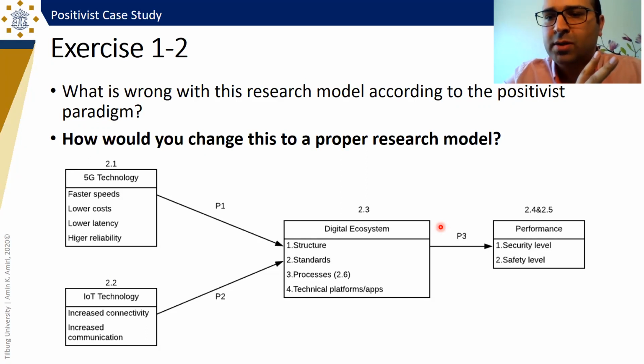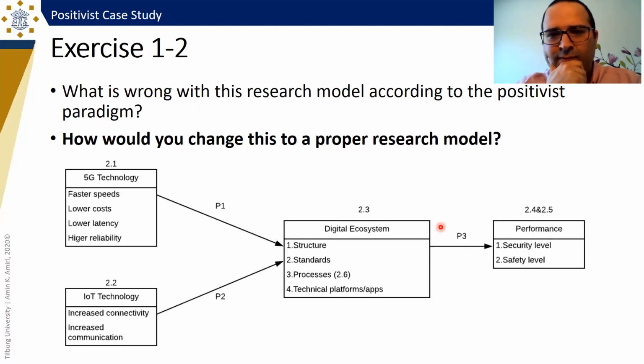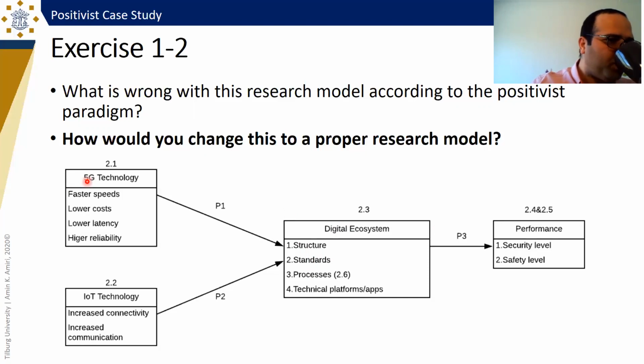So there are two problems here. Measurable constructs. Which constructs are not measurable here? I think structure and standards. It's a bit of a vague term. Exactly. These are not measurable. Processes, in fact, digital ecosystem is not measurable. Can you measure that? No. How about 5G technology? Can you measure this? You cannot. So that's the real reason.